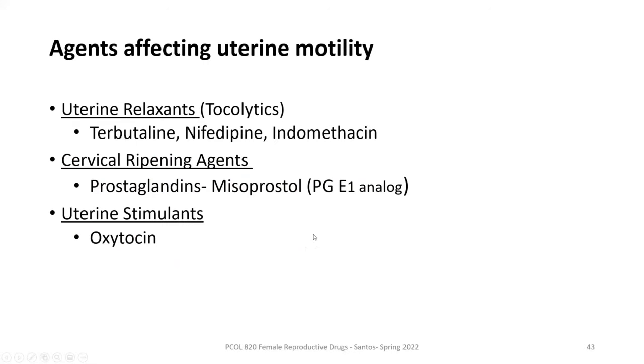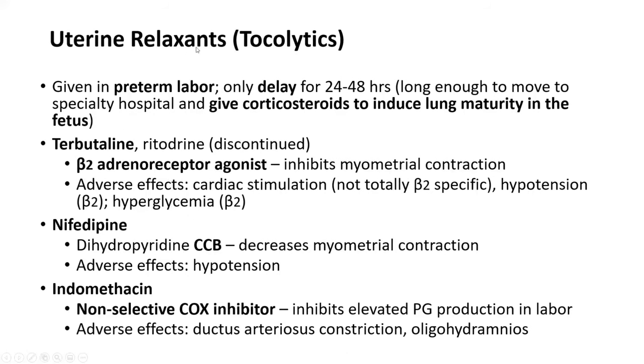And finally, to close up this lecture, let's talk a little bit about agents affecting the uterine motility, which are the uterine relaxants, cervical ripening agents, and uterine stimulants. Uterine relaxants, also known as tocolytics, are given in preterm labor only to delay for 24 or 48 hours, and normally we give corticosteroid to induce lung maturity in the fetus.